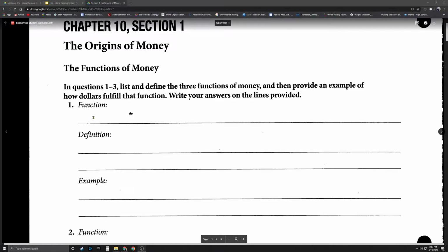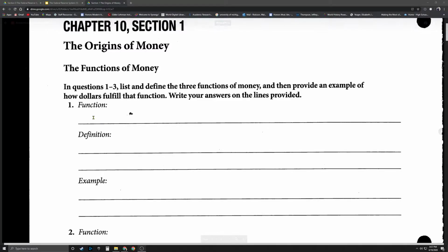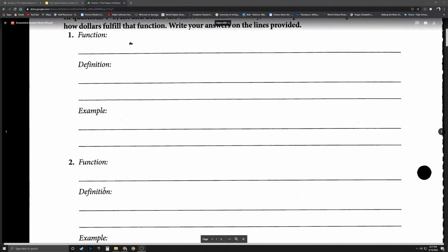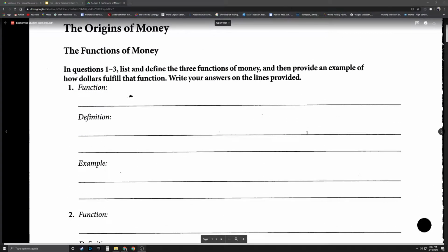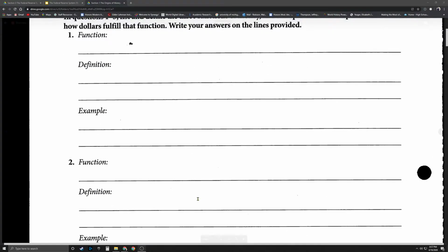There are three functions. The three functions of money are medium of exchange, unit of account, and store of value. So you'll put those down as your functions. And then you'll go back and you'll define them. It's on the slide. It gave you an example, but you don't have to use that example from the presentation. You can just provide me with your own.